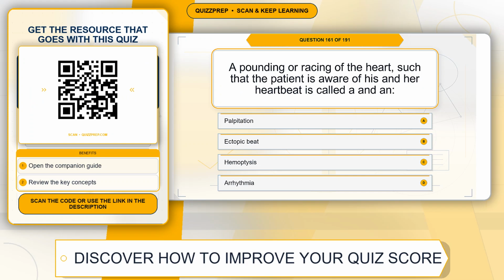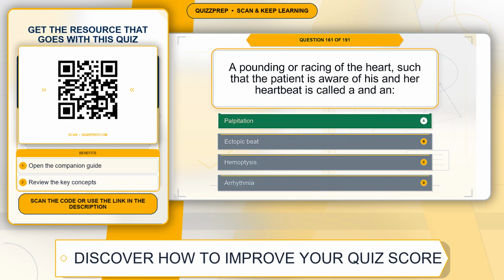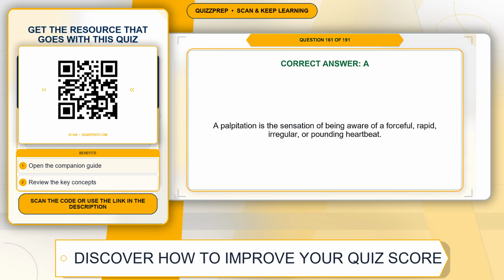Question 161. A pounding or racing of the heart, such that the patient is aware of his or her heartbeat, is called an. Option A, palpitation. Option B, ectopic beat. Option C, hemoptysis. Option D, arrhythmia. The correct answer is option A, palpitation. Explanation. A palpitation is the sensation of being aware of a forceful, rapid, irregular, or pounding heartbeat.